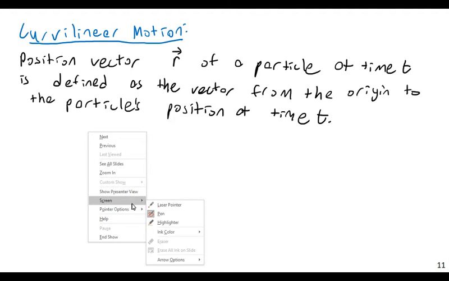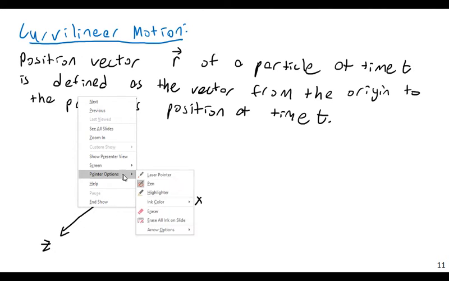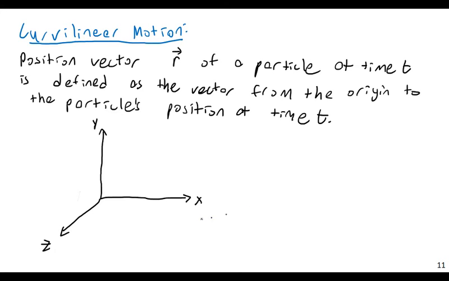Okay, so again, position vector R of a particle at time t is defined as the vector from the origin to the particle's position at time t. So let me actually draw that out. So let's say we had an x, y, and a z axis. And then let's say the object's path is just some arcing path. And it could be two-dimensional, it could be three-dimensional, whatever you're working with.